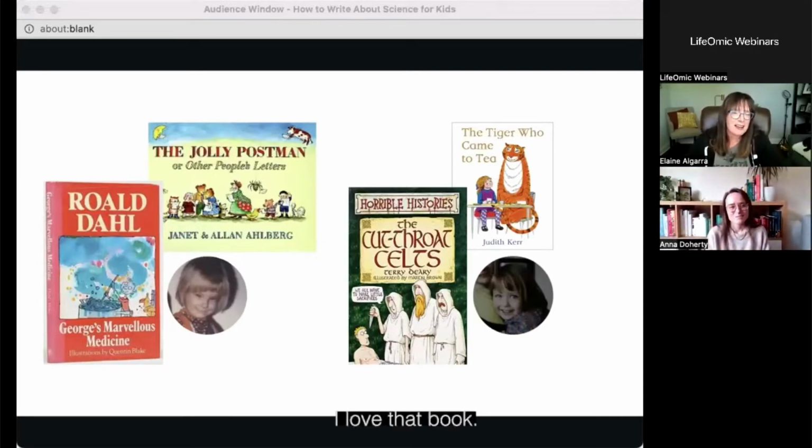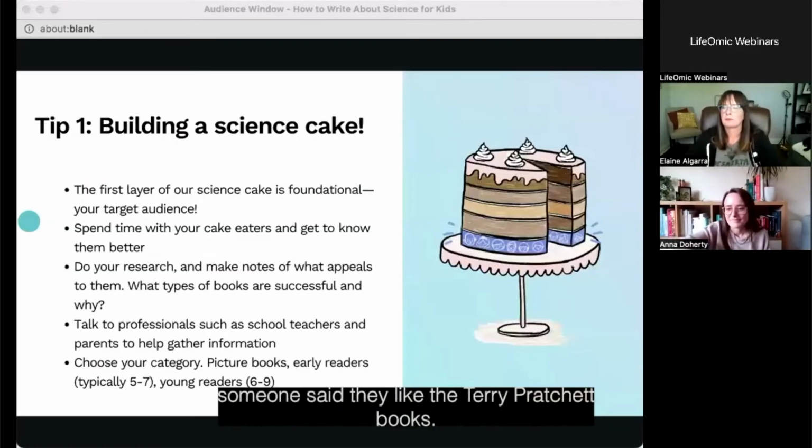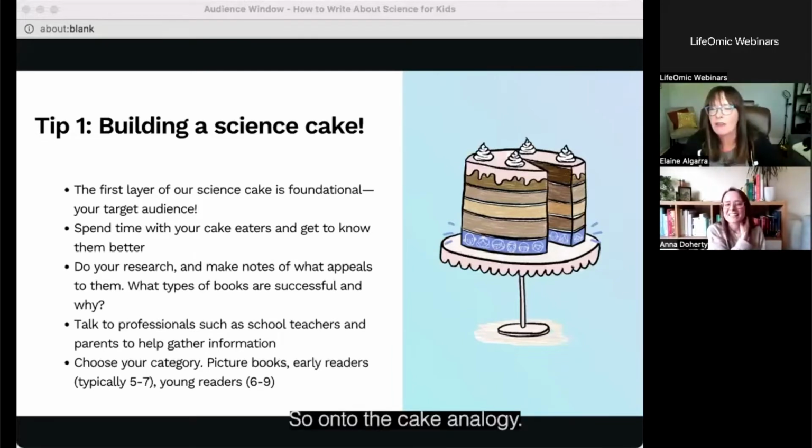It is. I love that book. And from the chat, we have someone who said they like the Terry Pratchett books. Oh, they're great. I don't think I've read any of theirs. Well, you should, Paige. You should. So onto the cake analogy.